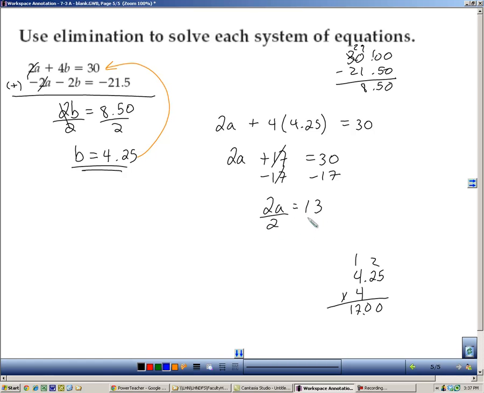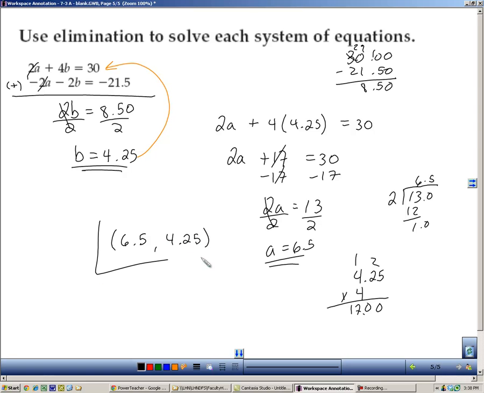And then divide both sides by 2. 12 divided by 2 would give me a 6. So 13 divided by 2, so that's a 1, and that's going to be a 0.5, so 6.5. Now your answer is not in the order in which they come, it's alphabetical. So 6.5 is the a, and 4.25 is the b.